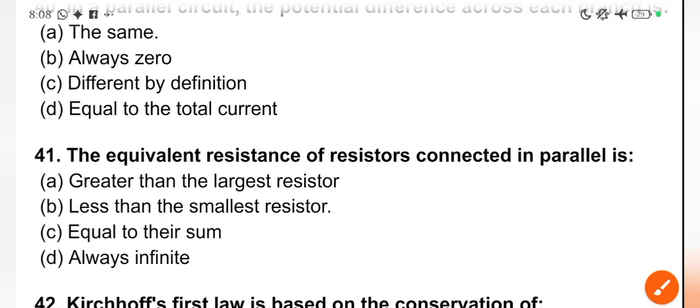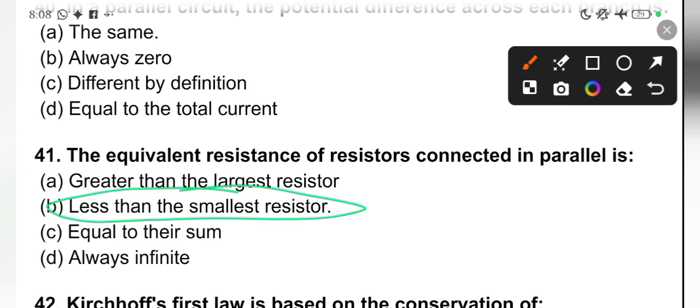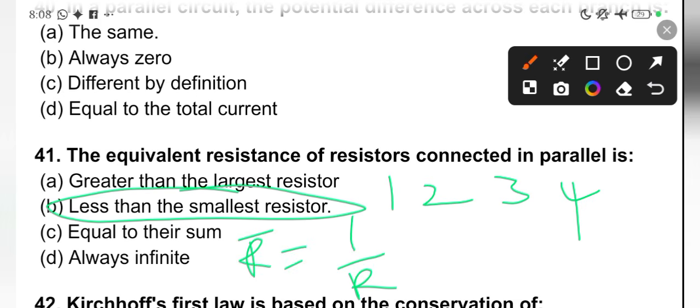The equivalent resistance, you can see, is always less than the smallest resistor. Why is it always less than the smallest resistor? So let me say we have 1, 2, 3, and 4. Remember how you calculate it.